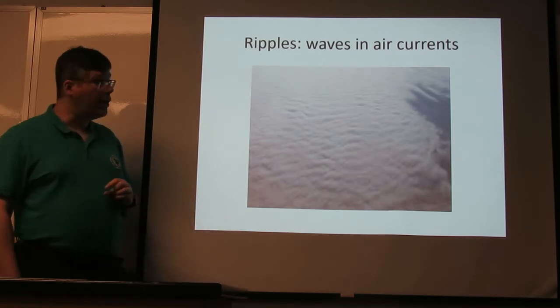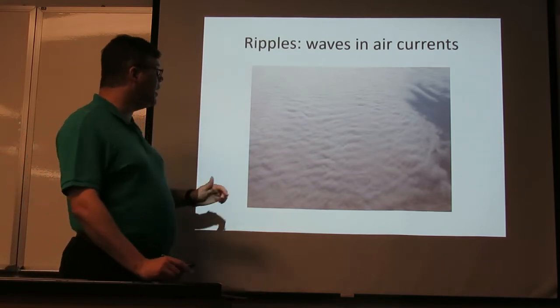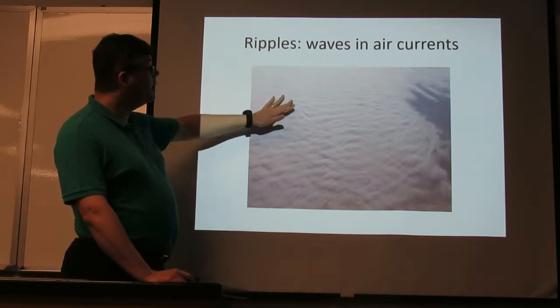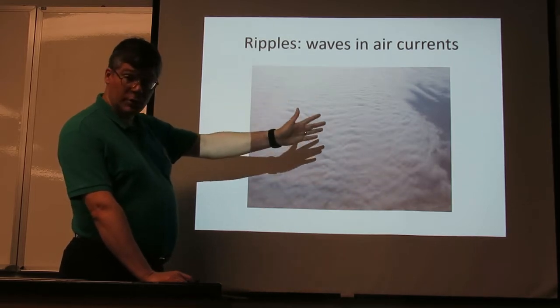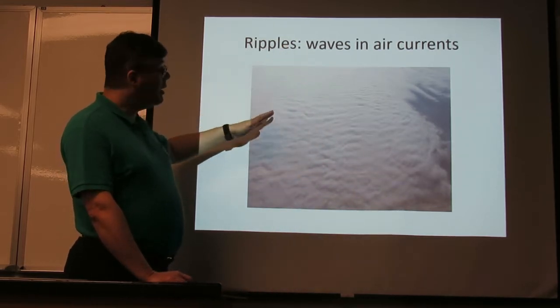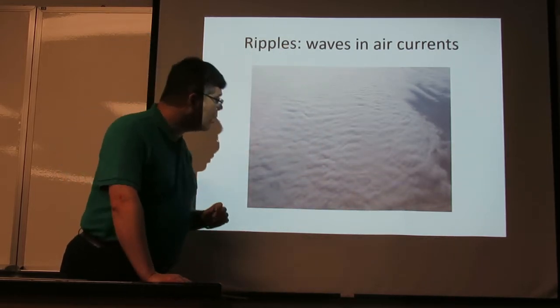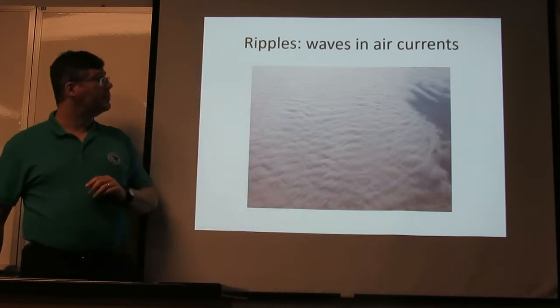Although air waves are not something we typically see, clouds let us visualize them. So we see these ripples showing that there are some waves in the wind, the current of air flowing there.